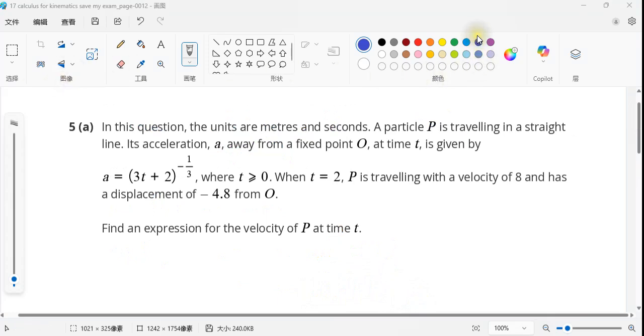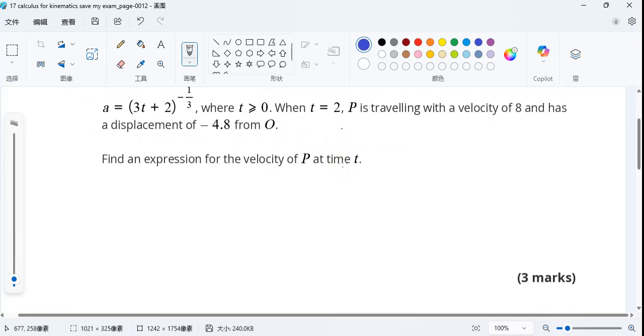Question number 5. In this question, units are meter and second. Particle P travels in a straight line. Acceleration is 3t plus 2 to the power negative 1 over 3. When t equal to 2, v equal to 8, s equal to negative 4.8. Find the expression for the velocity at time t.